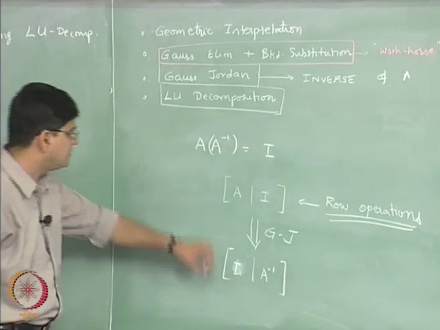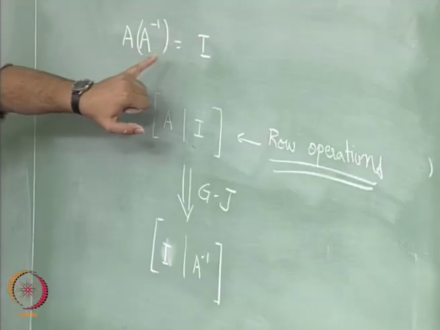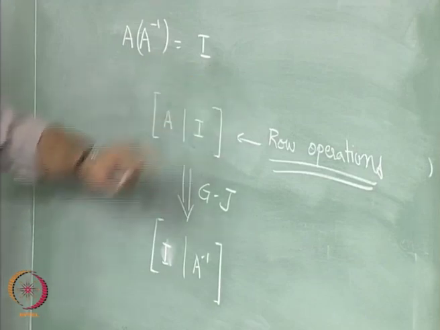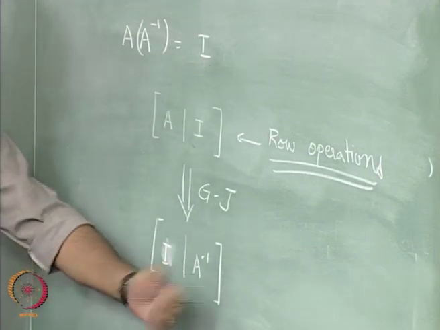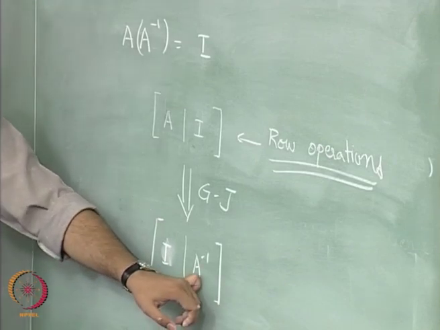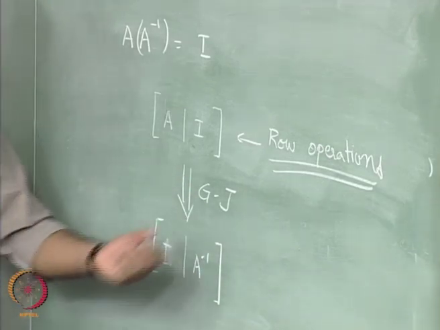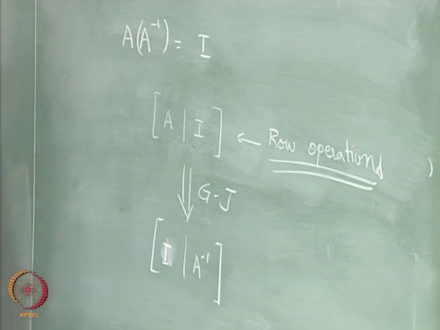This is nothing but saying I times A inverse equal to A inverse. That is what this particular thing represents, and the result that we get over here is the inverse of the matrix A, and that is the Gauss-Jordan method.